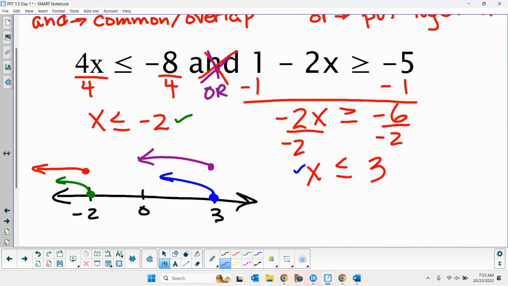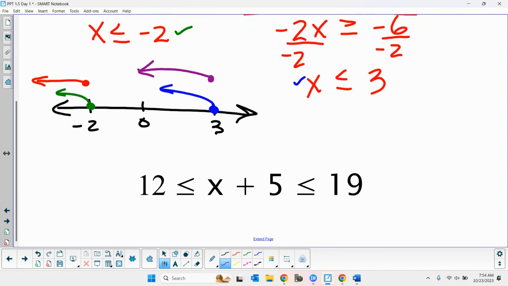Because, let's say we pick 2. 2 is less than or equal to 3. It's an "or." It doesn't have to be less than or equal to 2, right? It has to work for one or the other. So sometimes you'll see ors, sometimes you'll see ands. When we do the absolute value ones in a few minutes, I'll tell you how to tell if it's an "and" or an "or." Questions so far?